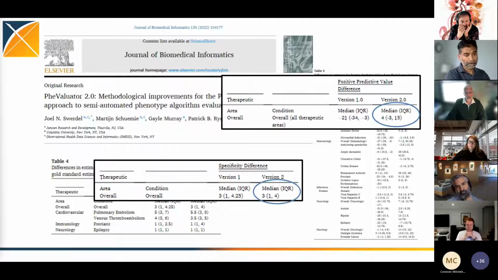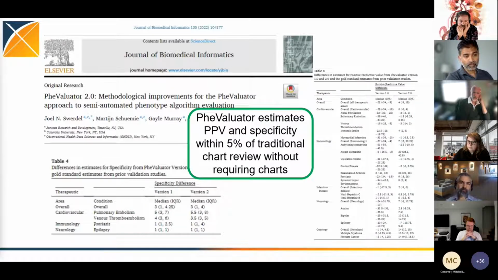What we found was that for positive predictive value and specificity, the results from PheValuator, the new version 2.0, came very close to the results from the traditional validation. And our conclusion was that PheValuator 2.0 can now estimate positive predictive value and specificity within 5% of traditional chart review, but without requiring review of the charts and all the cost and time associated with that.